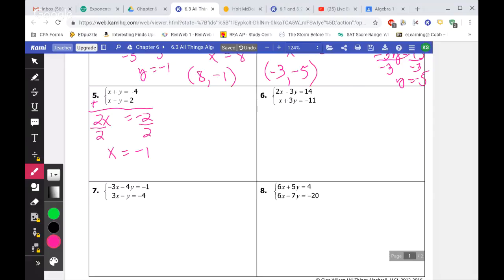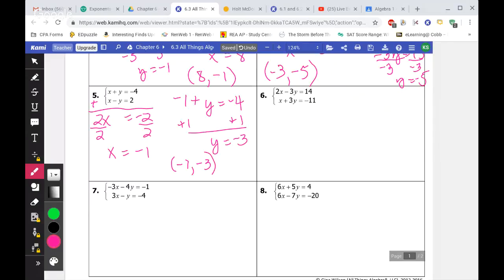Now I will substitute that -1 back into either equation, is just fine. I'm just going to pick the top one. It wouldn't matter which one you picked. You're still going to come out with the same answer. We're going to add 1 to both sides. And we have y equals -3. So if I were to graph these two equations, the point at which they would intersect on the graph is -1, -3. So that is the solution to this system of equations.